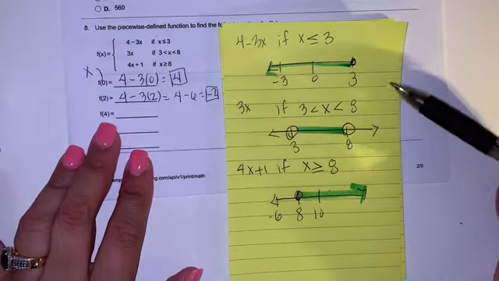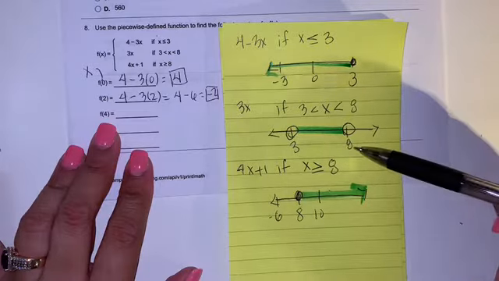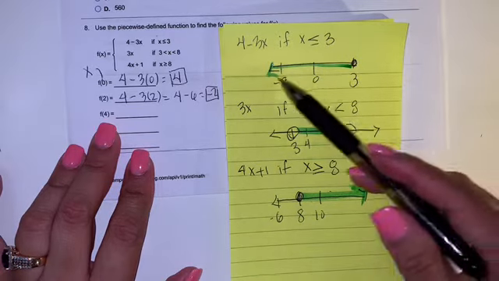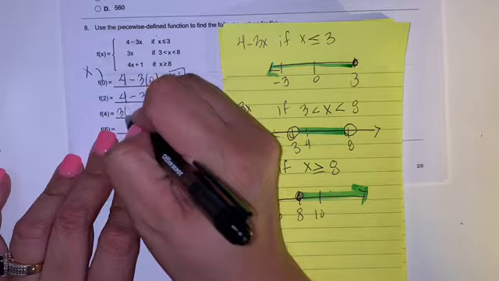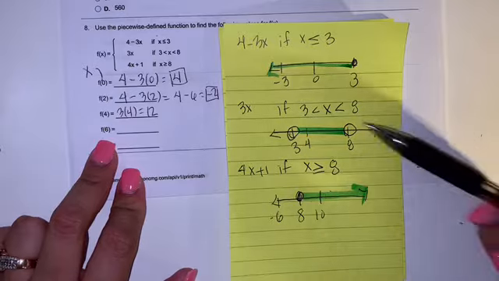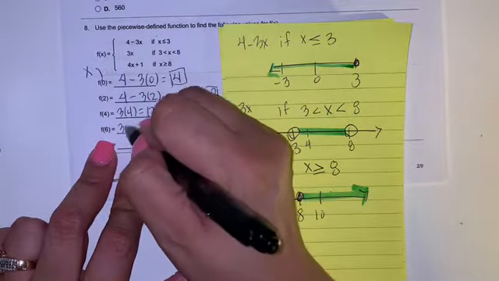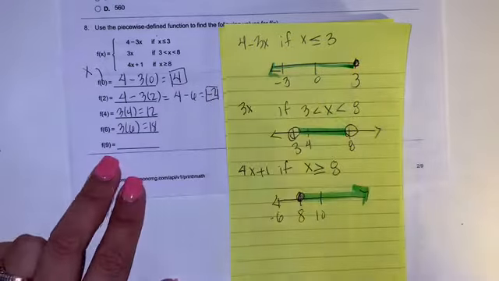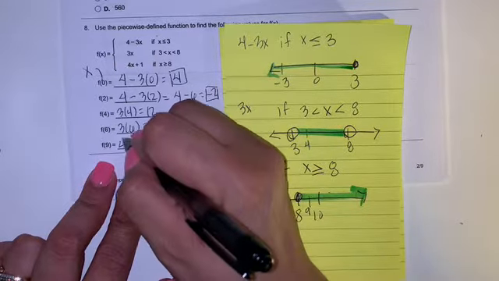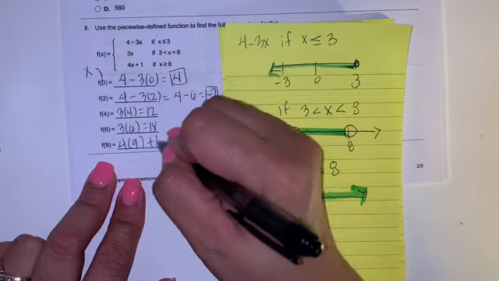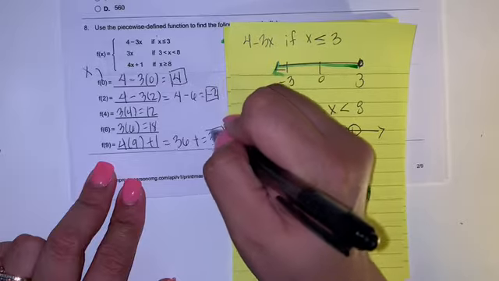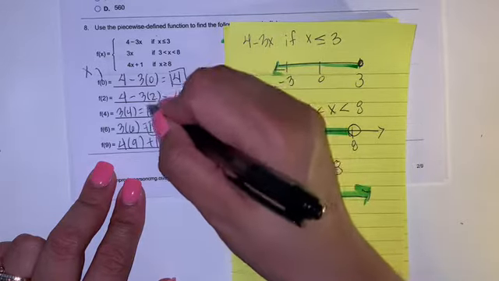For 4, it's going to be between 3 and 8, because 4 comes after 3. So 3 times 4 equals 12. F of 6, it's also going to be 3x. So 3 times 6 equals 18. And f of 9, that's going to be right in here. So 4 times 9 plus 1 equals 36 plus 1 equals 37. So these are your solutions for the piecewise function.